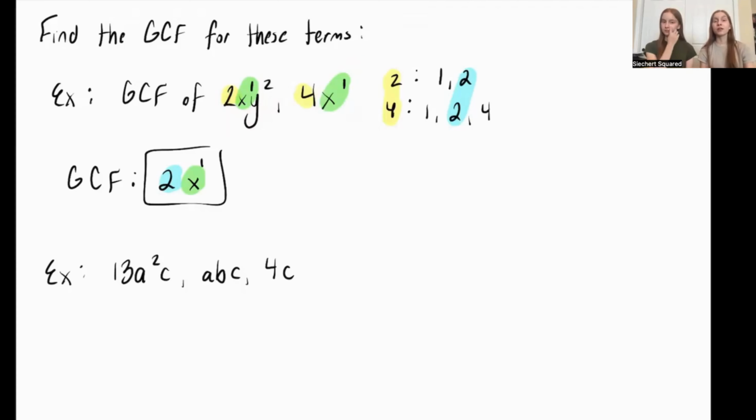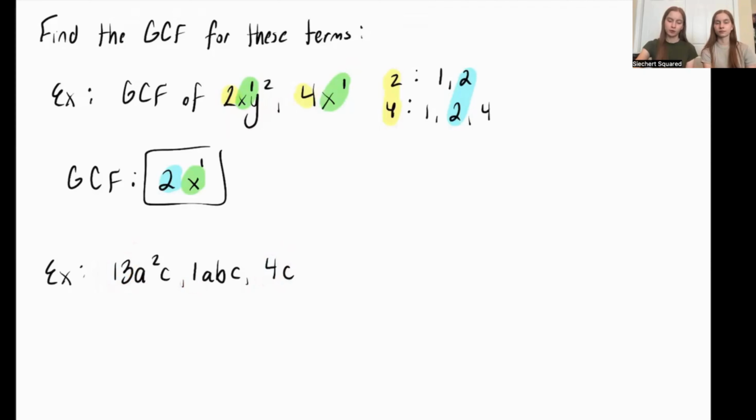And then the last one, there are now 3 terms, which makes it a little bit more complicated, but a lot of the steps are the same. First things first, we have the 13 in the front, that coefficient of 13. We have a coefficient of 4. There is no coefficient or number in the front there, so what you can really think about is we have an invisible coefficient of 1.